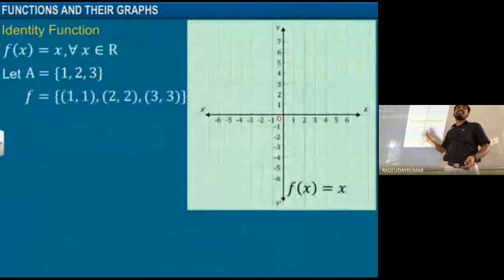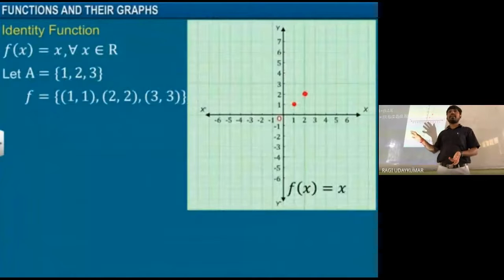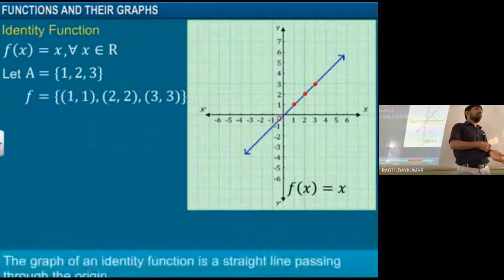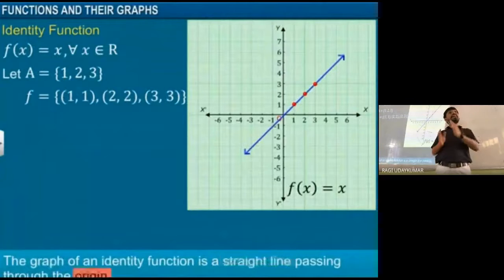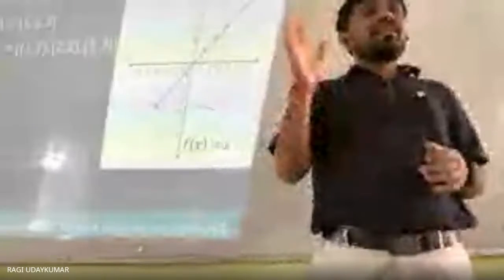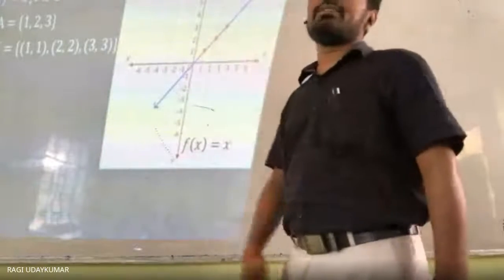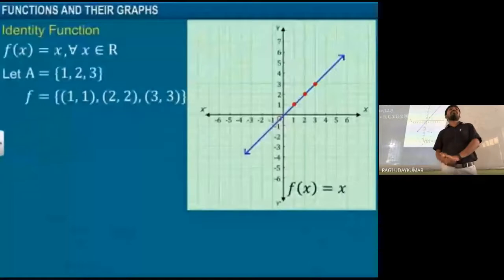If you observe the identity function graph, it is a line passing through the origin which divides the graph into two symmetrical parts, with each point equidistant. A straight line makes an angle of 45 degrees with the coordinate axes, 45 degrees on each side. This is the graph of the identity function. The graph of the identity function will be like this.